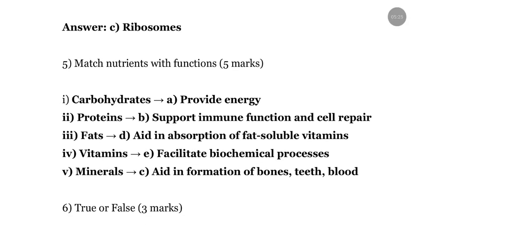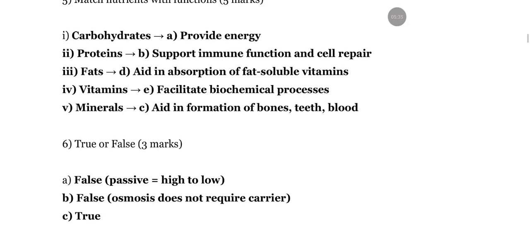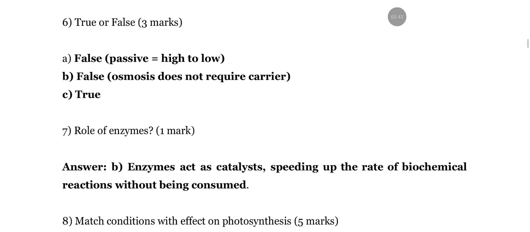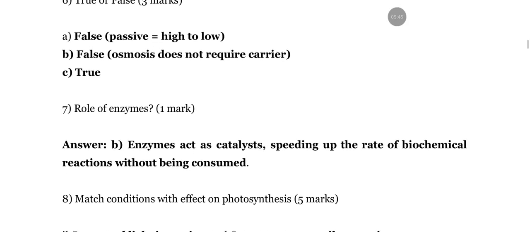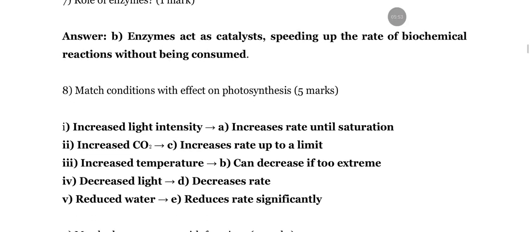Then the matching of 5: carbohydrates go with provide energy, proteins go with support immune function and cell repair, fats aid in absorption of fat-soluble vitamins, vitamins facilitate biochemical processes, while minerals aid in formation of bones, teeth, and blood. We have the true and false. The role of an enzyme: it acts as a catalyst, speeding up the rate of biochemical reaction without being consumed.